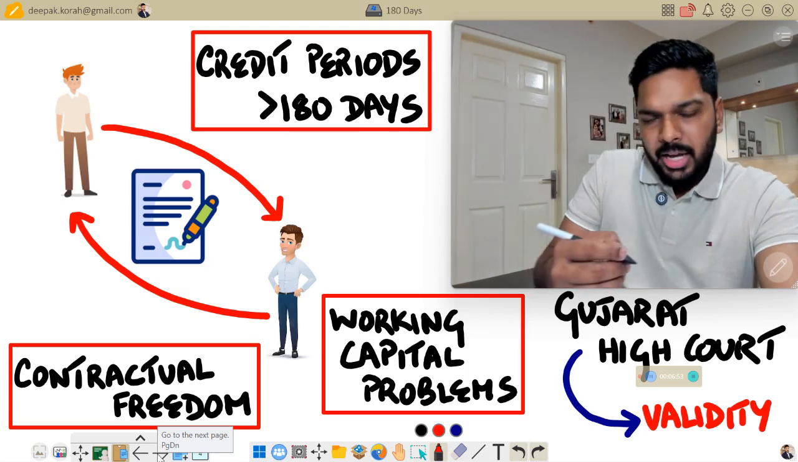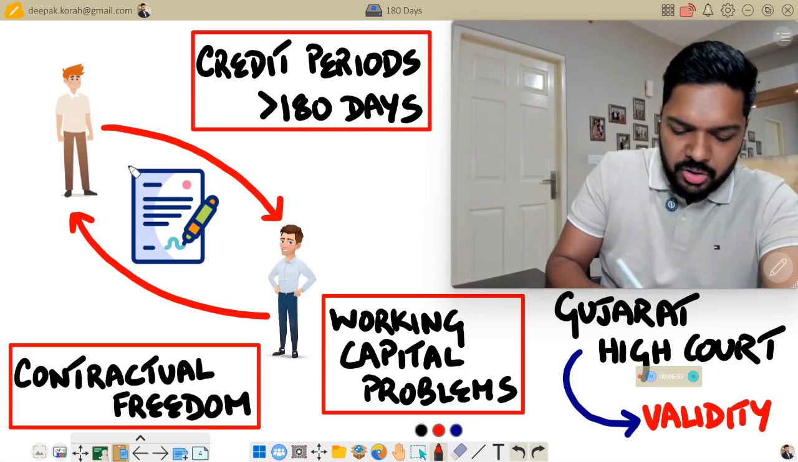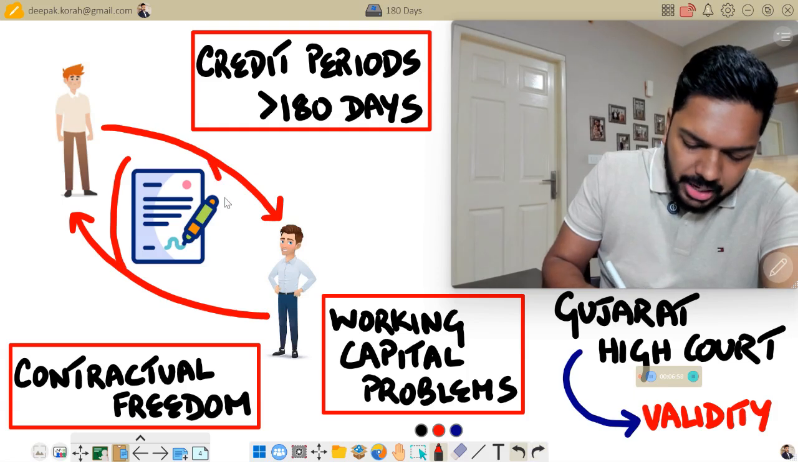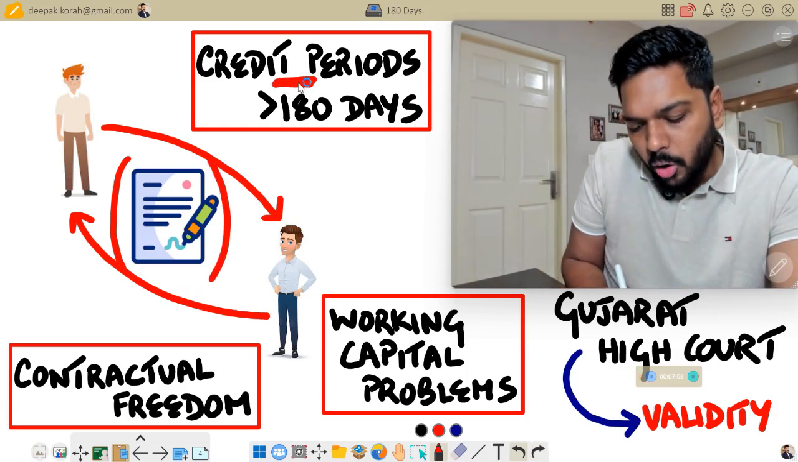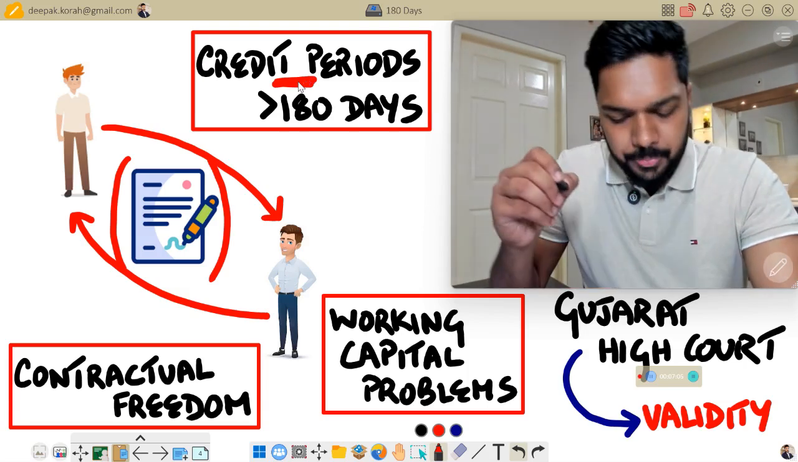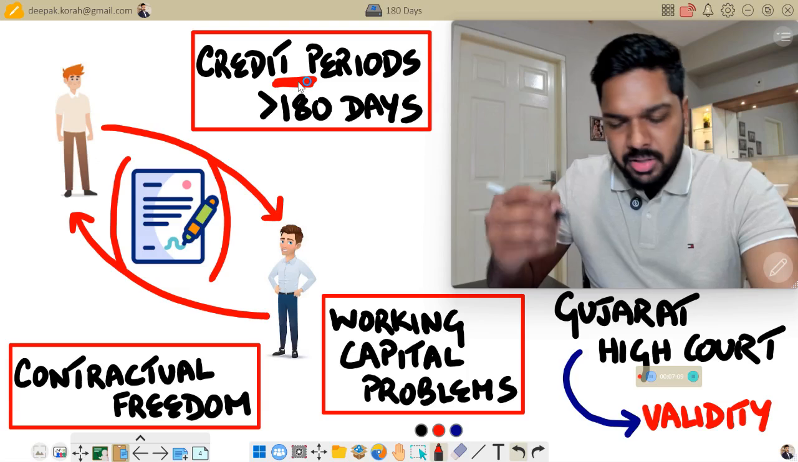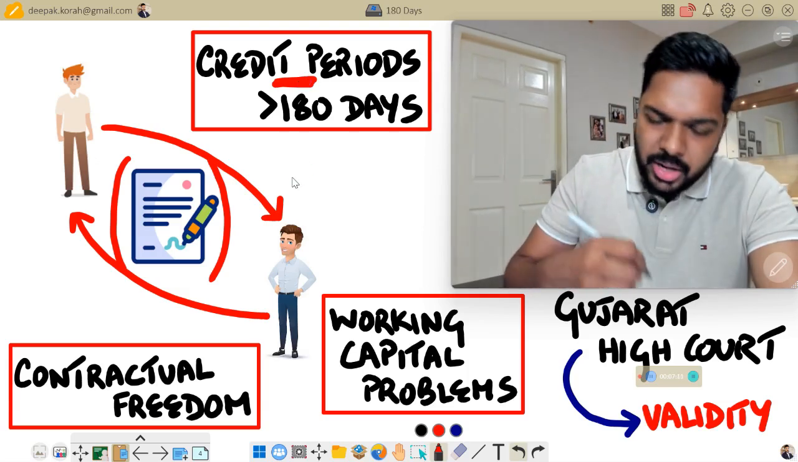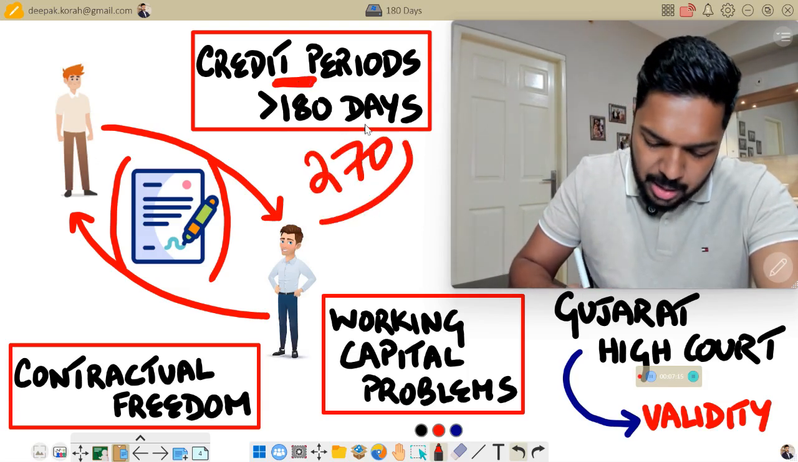If it's a regular supplier, regular recipient, between the supplier and the recipient, there would be a contract negotiated. And in the contract, there would be a clause with respect to the credit period allowed for the payment to be made for the supply of goods. In some capital intensive businesses, manufacturing businesses, the credit periods could exceed more than 180 days. It could be 270 days, 9 months, for example.